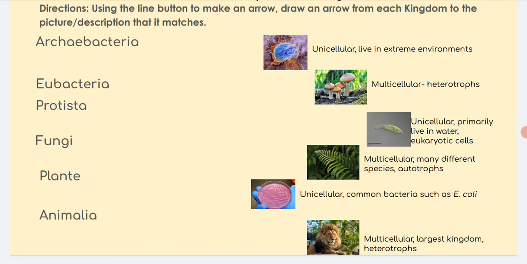And we have this unicellular common bacteria, stuff such as E. coli. So this would be our eubacteria. There's a lot of bacteria. That's why they have two of their own kingdoms. And then last, we have this lion. He's a multicellular organism. This is one of the largest kingdoms, and he's a heterotroph. And he's an animal. He goes in the kingdom Animalia.